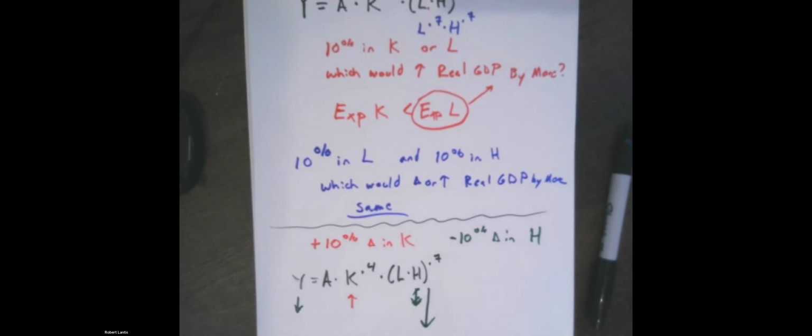If you didn't know the exponents, you couldn't determine that, right? You don't know. But because we know the exponents, if the changes are working in opposite directions, using my hands down here, the one that has a larger exponent is going to dictate that total effect.